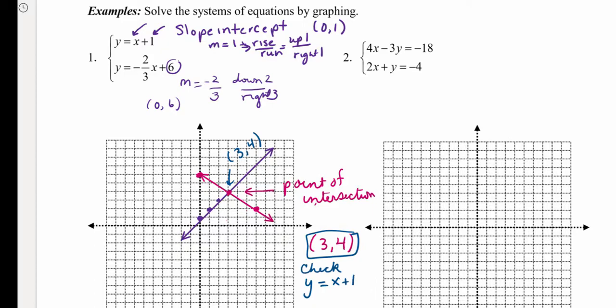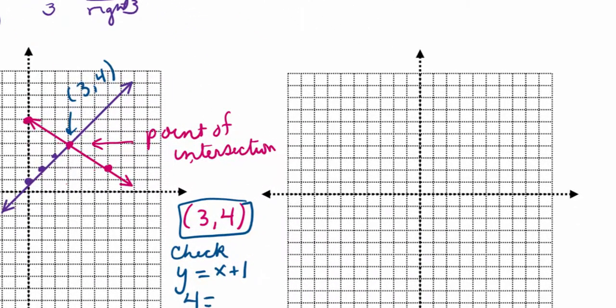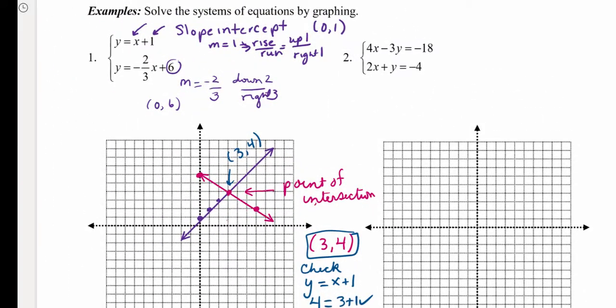So let's do that really quickly. So here's our first equation. 4 equals 3 plus 1. That does check. And our second equation, that ordered pair 3, 4 satisfies both equations, which means that it's the solution of the system, and we can tell it's the only solution because these two lines are only going to cross at that one point.